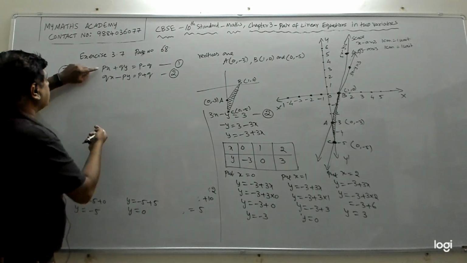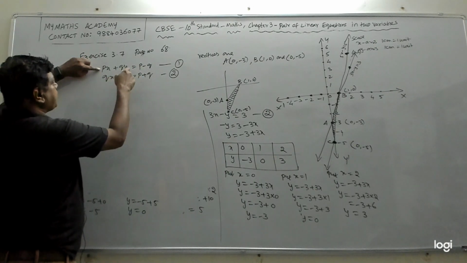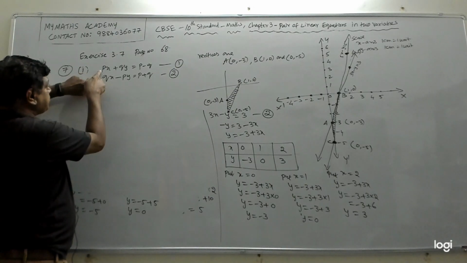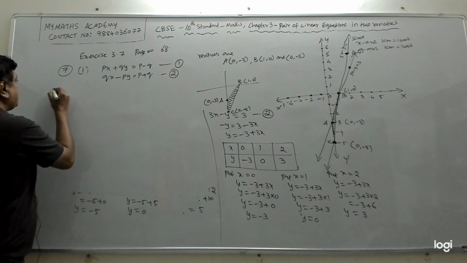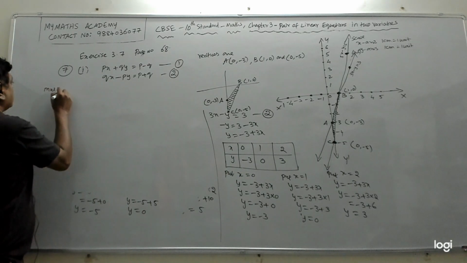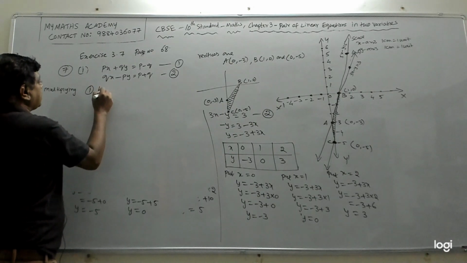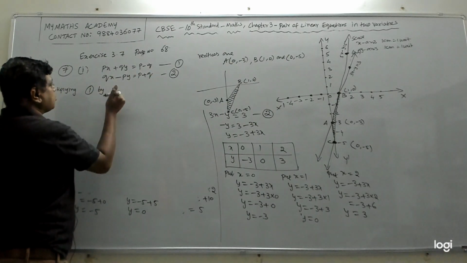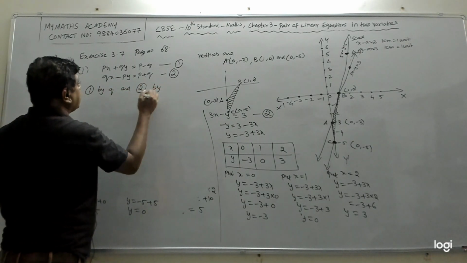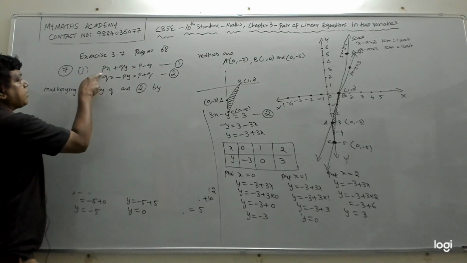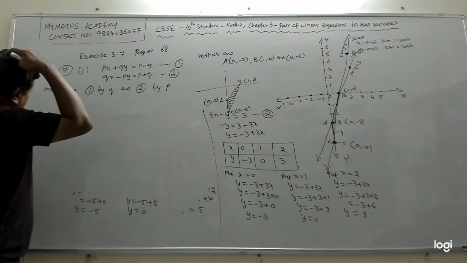If I multiply my first equation by Q, then this will become PQ. Every term we have to multiply by Q. Again, if I multiply my second equation with this P, then this will also become PQ. So both will become PQ. So multiplying, what we are going to do? Multiplying the first equation by Q, the coefficient of x in the second equation, and the second equation by the coefficient of x in the first equation, which is P.